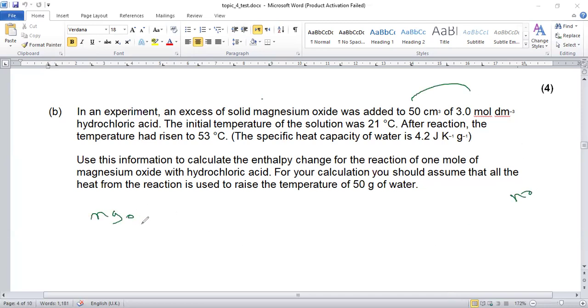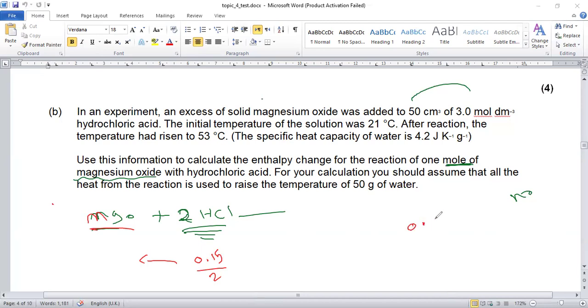From the mole equation, 1 mole of magnesium oxide reacted with 2 moles of hydrochloric acid. And here he used this information to calculate the enthalpy change of reaction for 1 mole of magnesium oxide, not for hydrochloric acid. So you have to get the mole ratio from the equation to get the number of moles of magnesium oxide. The number of moles of hydrochloric acid is 0.15, so the magnesium oxide will be half the number. This step will change the whole result.